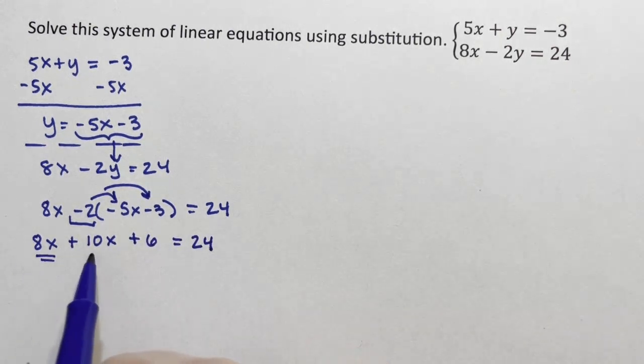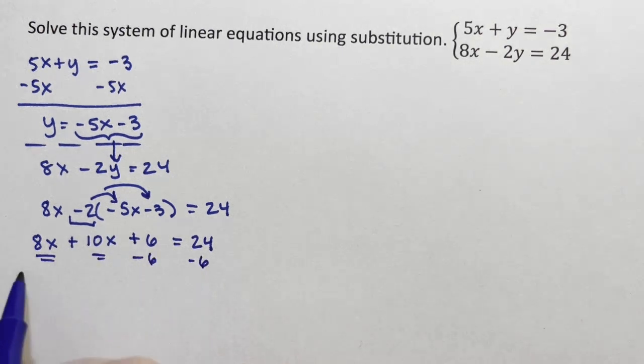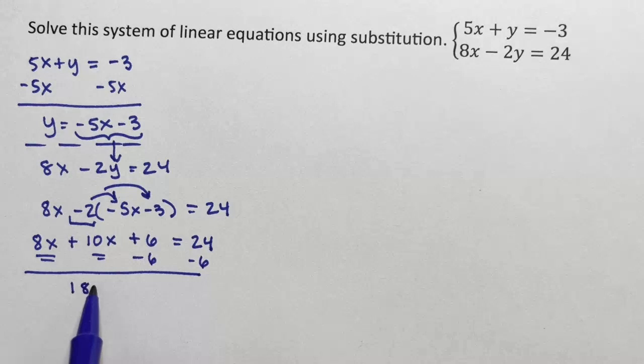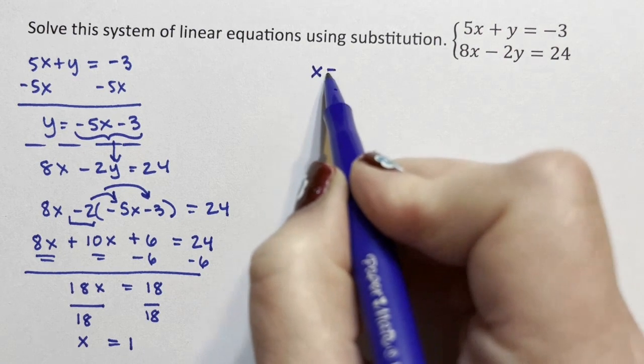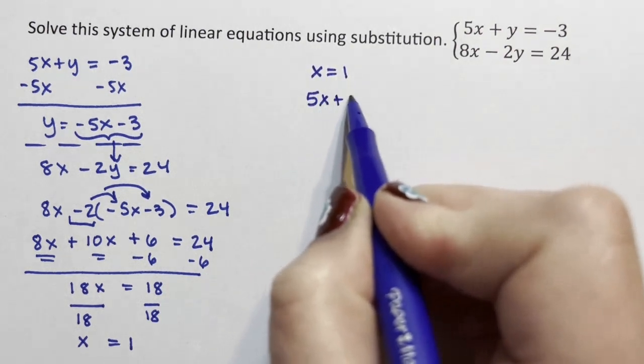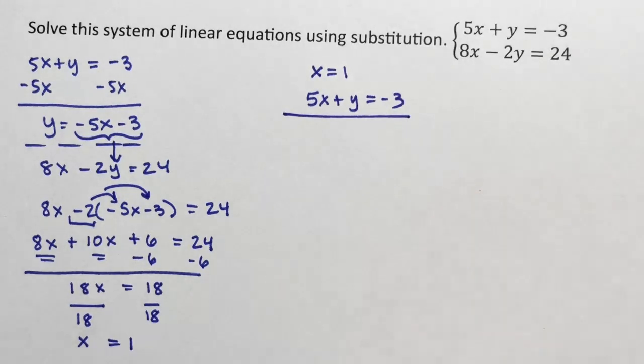I'm going to combine my like terms and subtract the 6 over so that I have 18x equal to 18. I'm going to divide both sides by 18 and get that x is equal to 1. All right, so I now have x. I'm going to substitute this x equaling 1 into 5x plus y equaling negative 3. That's my usual method: I take my first solved variable, I substitute it into the top equation to get the second variable, and then I check with the second equation.